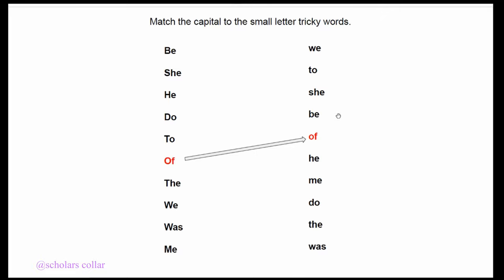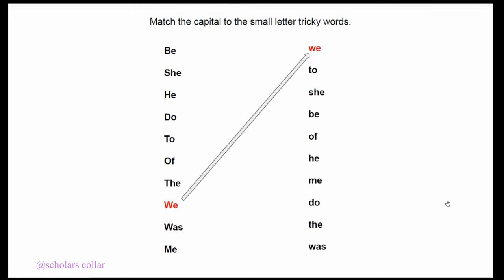Now let's find the word the. T H E, the. The. Good job. Can you find we? Good job. W E, we. Next, let's start with was.